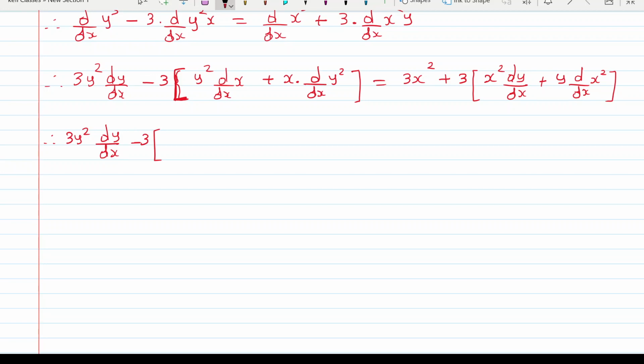Minus 3 into y square into 1 plus x into d by dx of y square, so इसका डेरिवेटिव 2y आएगा into dy by dx. ये स्टेप क्या है ना, okay, she wrote x into 2y.